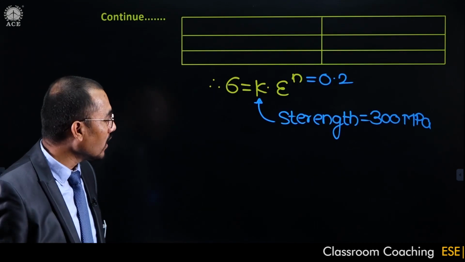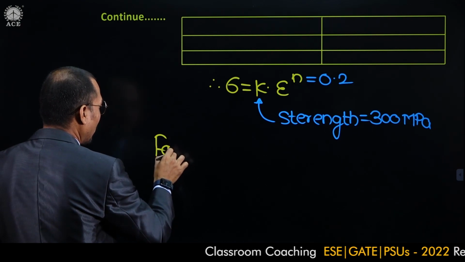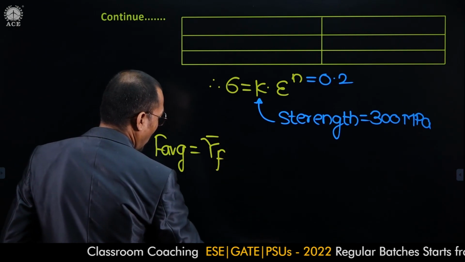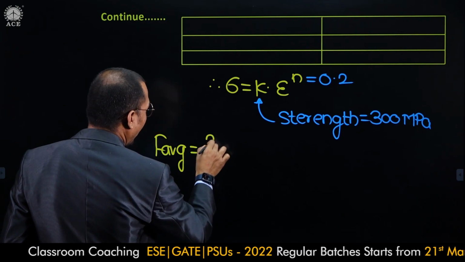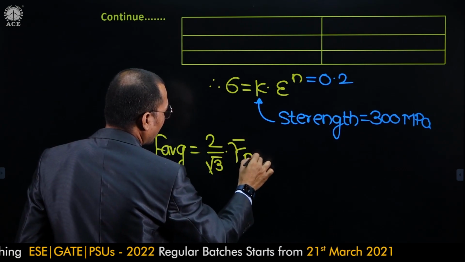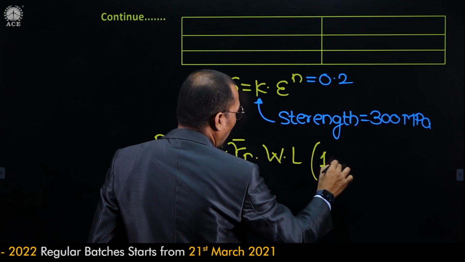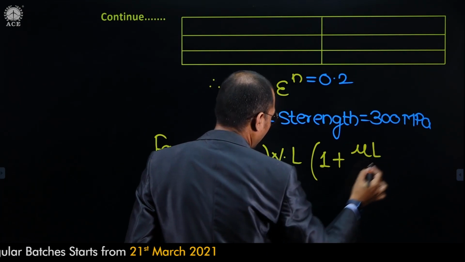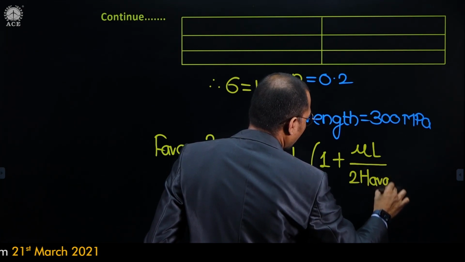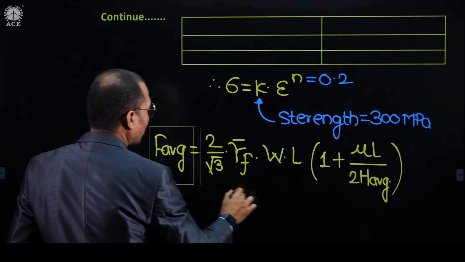And therefore, if I am interested in calculating the rolling force, that is F average, the typical formula is F average equals Y bar f, the average flow stress, multiplied by 2 by root 3, into Y bar f into width into length into (1 plus mu L divided by 2 H average). This is what we are following from Kalpakjian.